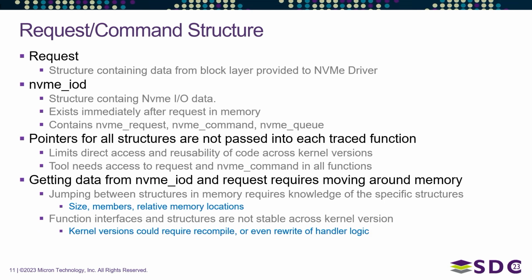One of the important things we need to look at is the request and command structures. The request structure contains data from the block layer that is provided to the NVMe driver. From this structure, the NVMe driver sets up the NVMe command going to the drive. And then we have the NVMe IO data structure, which in memory exists immediately after the block request. It contains a structure for the NVMe request, the NVMe command, and the NVMe queue.